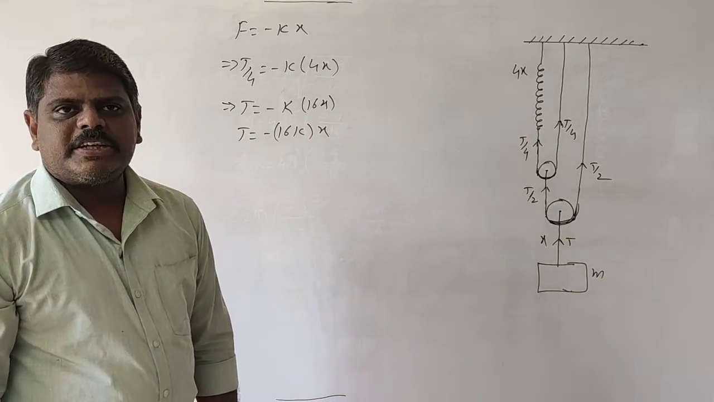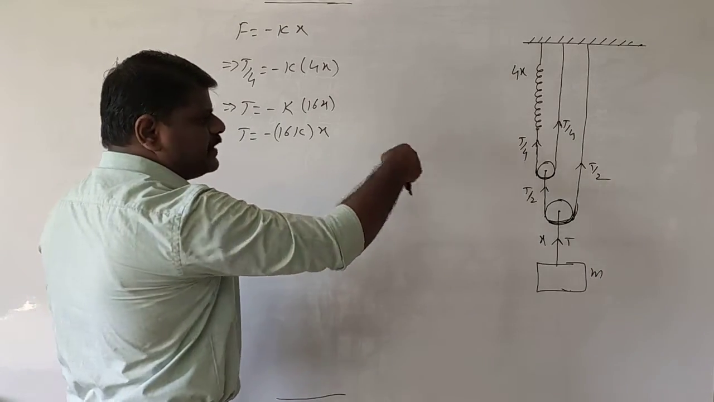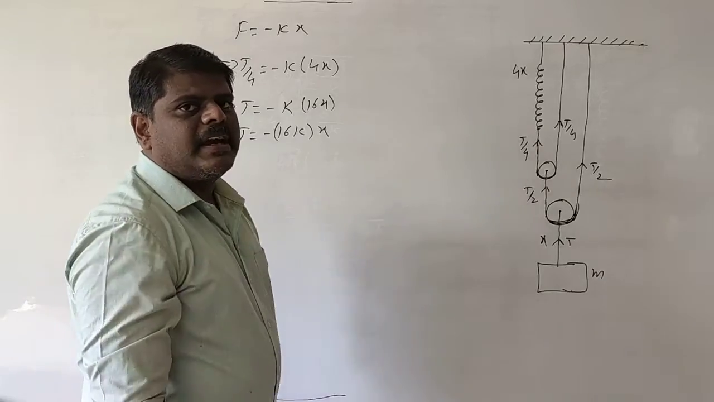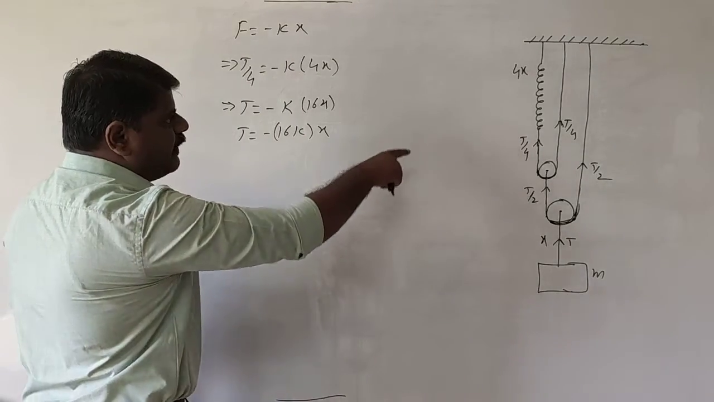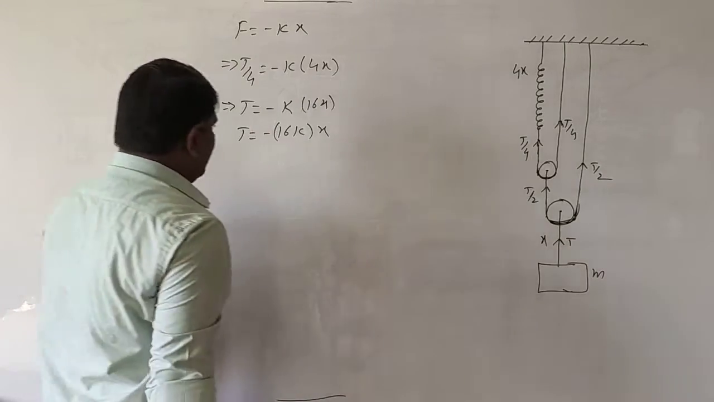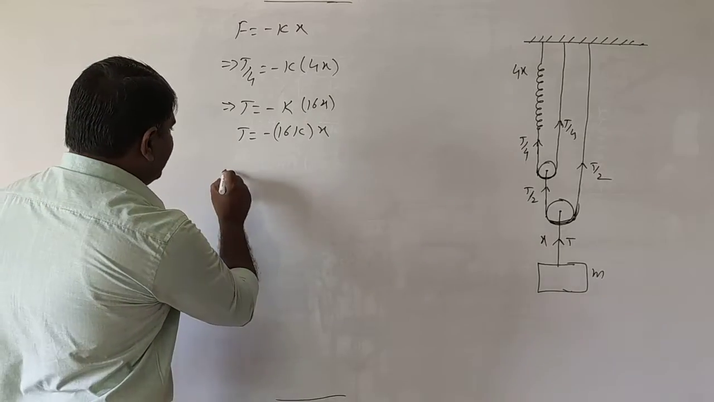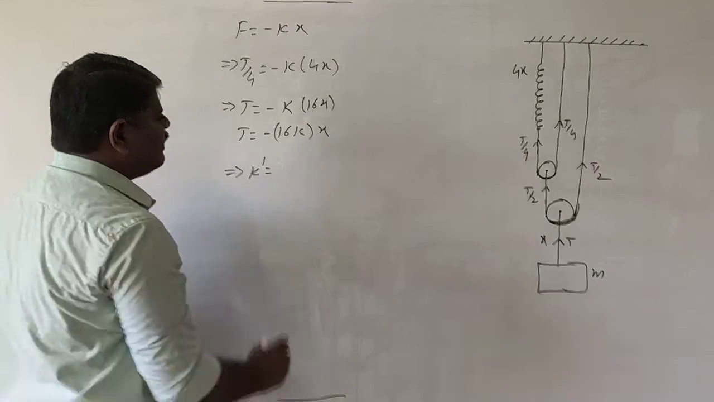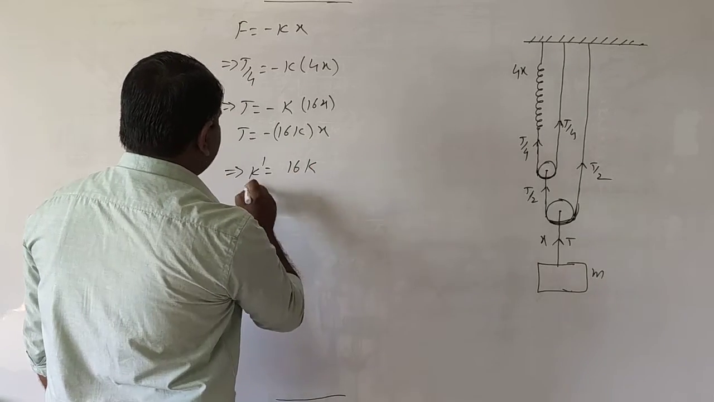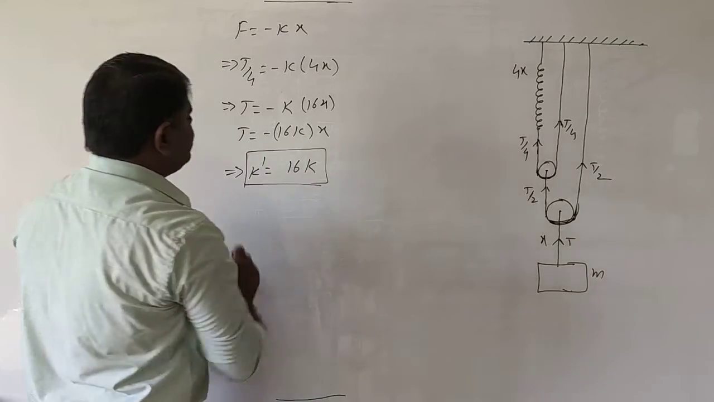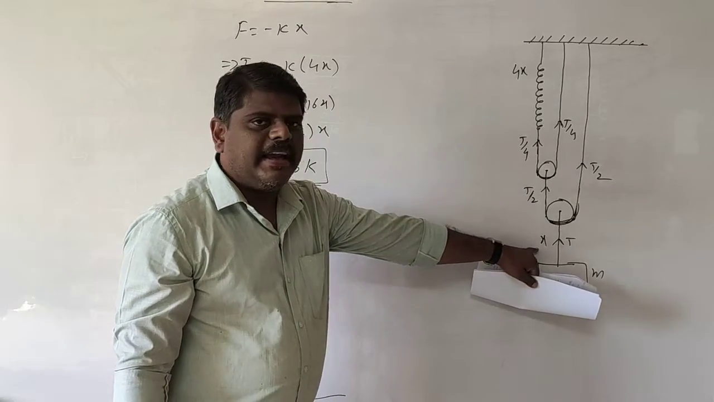That's why how many spring constants will be there? Only one spring constant will be there. So the strings do not elongate, and strings which do not elongate do not have a spring constant. So only one spring is there. To find the K value for the displacement x, T is equal to minus 16K into x. So that implies what is K dash equal to? K dash is equal to 16K, if it is going to be elongated by x itself.